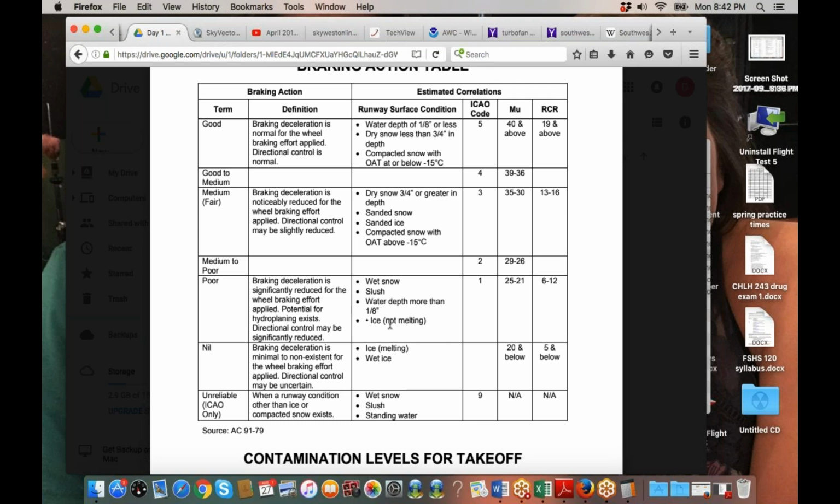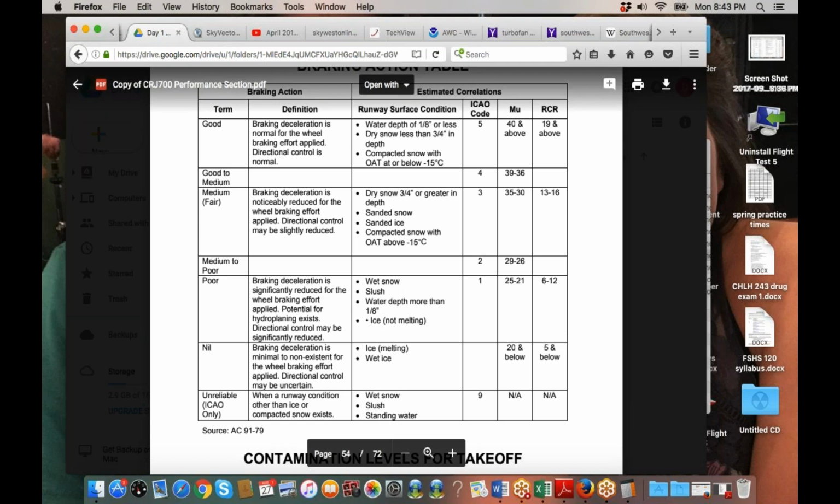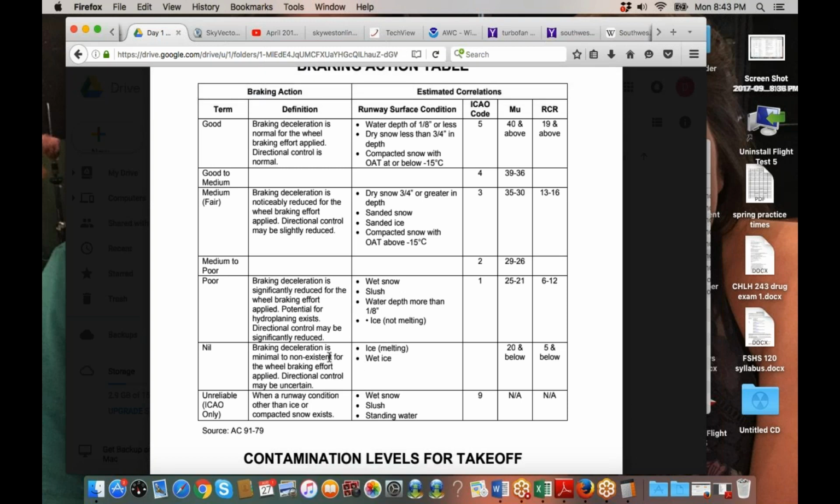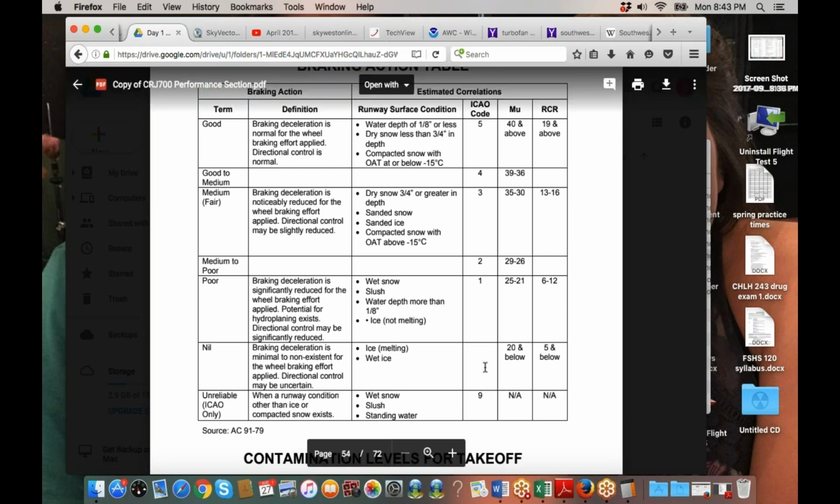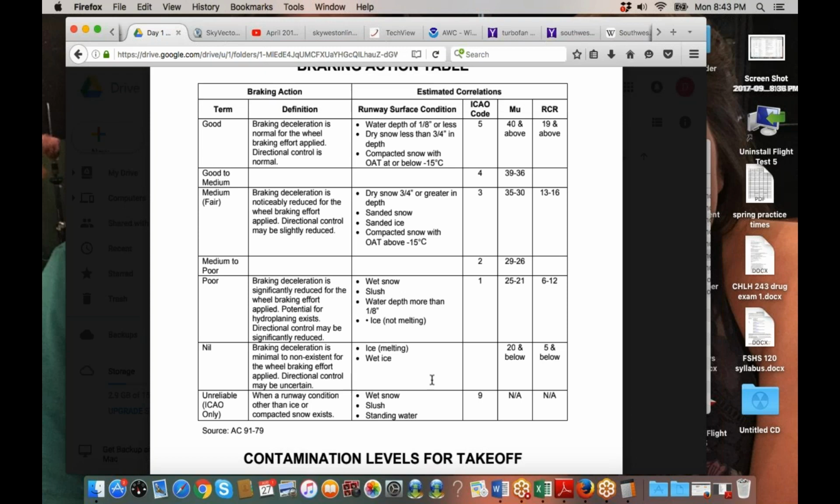Ice that's not melting, so maybe something that's really cold. And then nil. So this is where you would get a 0, but just like the 6, we don't report it. It's just nil, we're closed. They close these runways. These reports come out in big airports all the time, but these actually prove very troublesome for us for certain airports at certain times of the day.